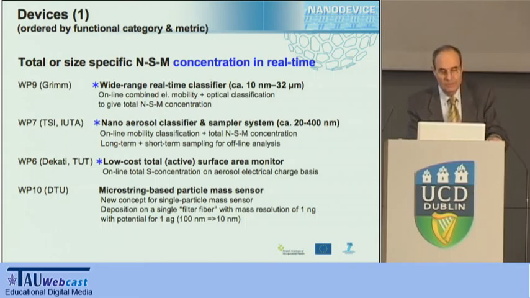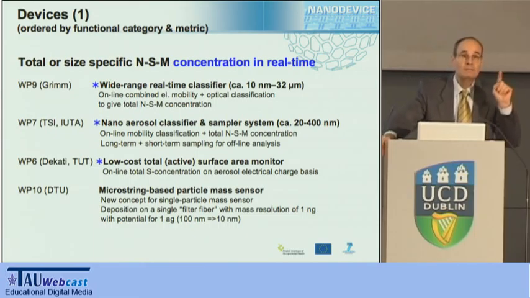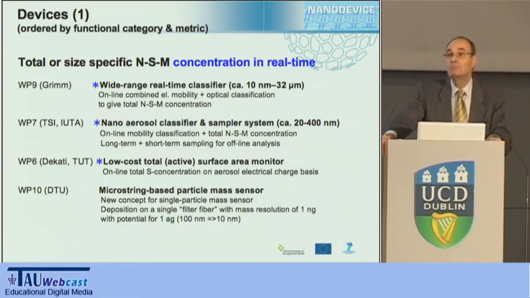And in fact, there's a very neat futuristic development of using a cantilever device like you have in an atomic force microscope, to collect particles onto the cantilever and then look at the change of the vibration frequency and basically measure the mass of a 100 nanometer particle.